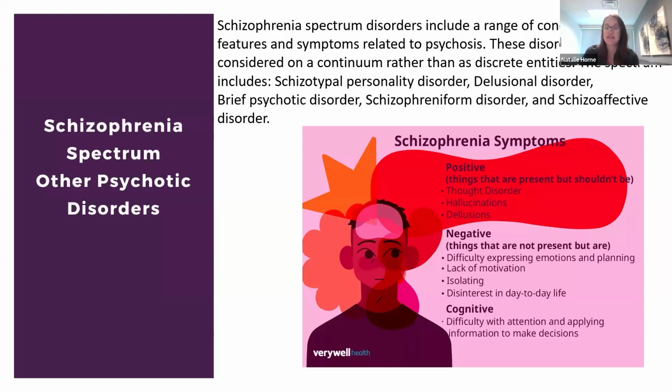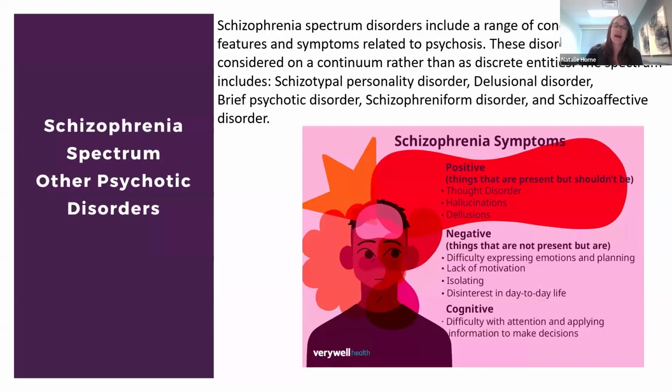Then we have those negative symptoms, things that are missing that you would expect to be there, but are not, such as expressing emotion, lack of motivation, isolation, maybe catatonia, and disinterest in day-to-day life. And then the cognitive aspect, difficulty with attention and making informed decisions.